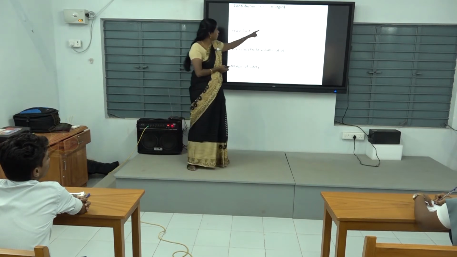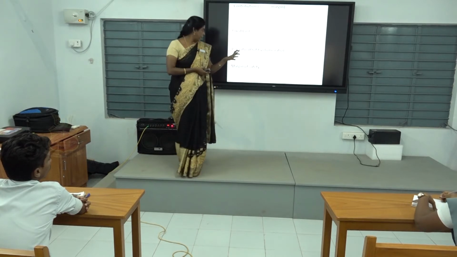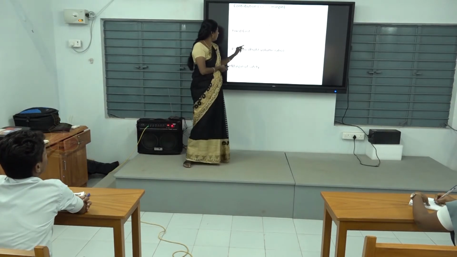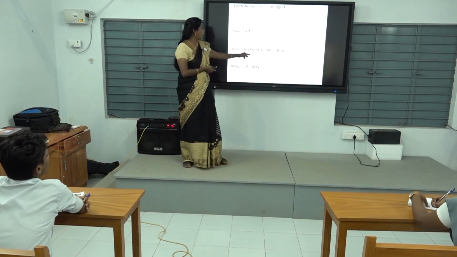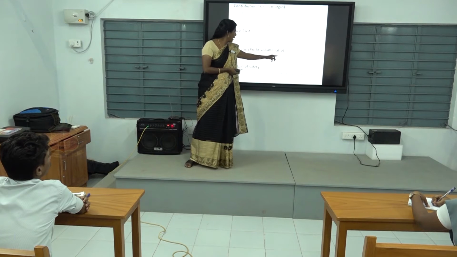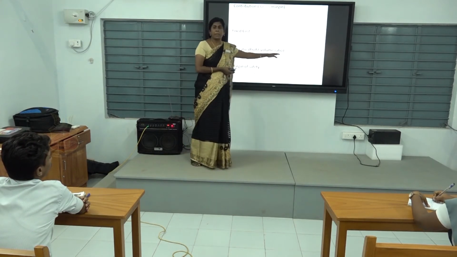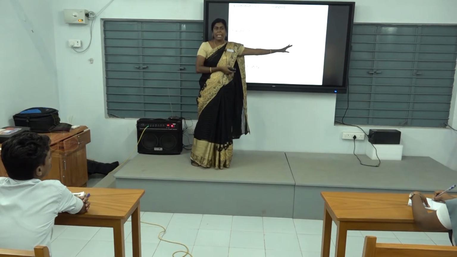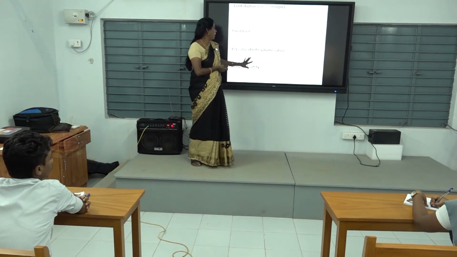Okay. What is meant by PV ratio? Profit volume ratio. So, profit volume ratio can be calculated either by contribution divided by sales into 100, or by change in profit divided by change in sales into 100. Okay, you can adopt any one of the methods.